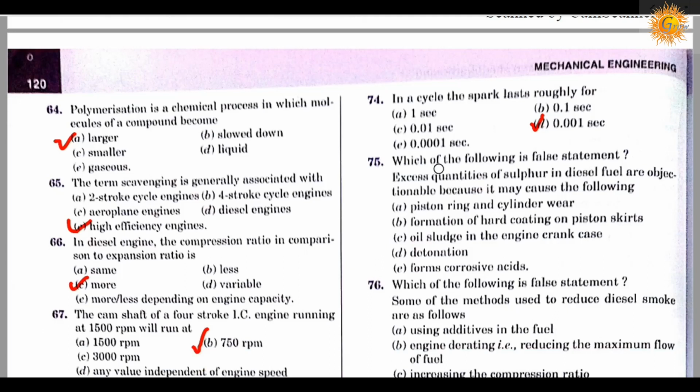Question number 75. Which of the following is a false statement? First you should listen to the statement. Excessive quantities of sulfur in diesel fuel are objectionable because it may cause the following. Option A, piston ring and cylinder wear. Option B, formation of hard coating on piston skirts. Option C, oil sludge in the engine crankcase. Option D, detonations. Option E, forms corrosive acids. So the correct answer is D, detonation.